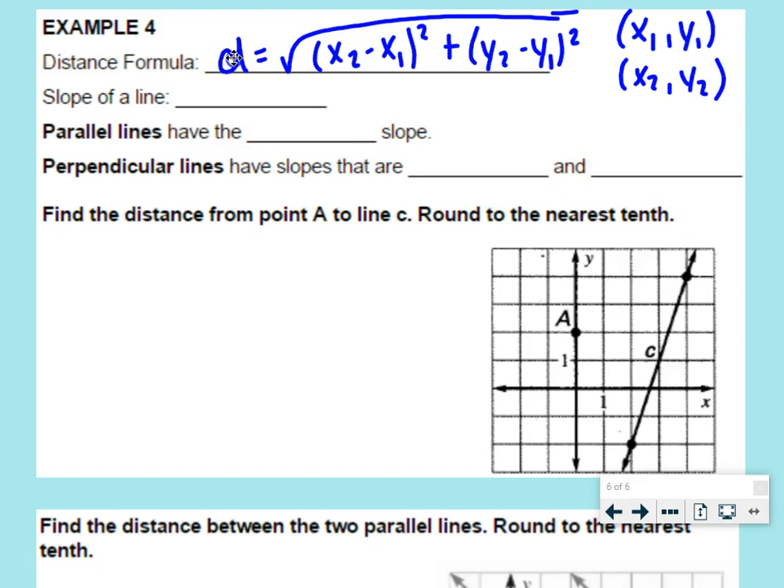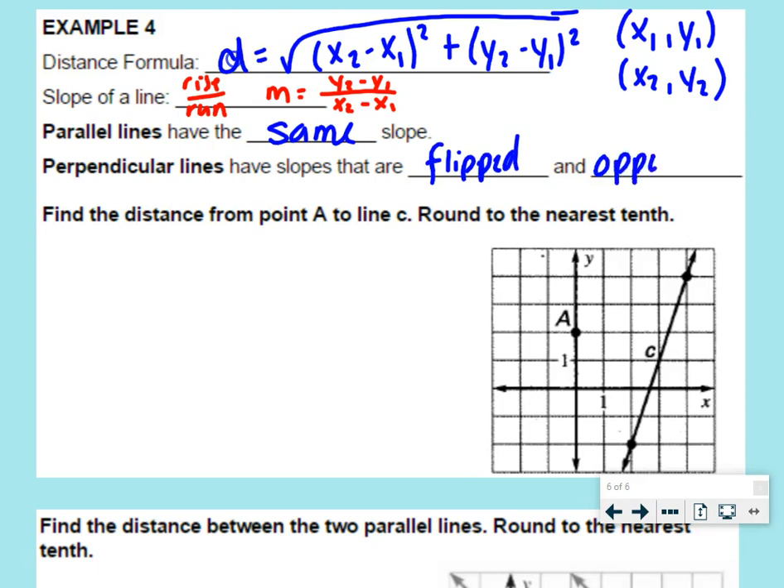Slope of a line. We have a couple different formulas for that. We have rise over run. We also have our slope is equal to (y2 minus y1) over (x2 minus x1). Again, coordinate points are being used there. Parallel lines have the same slope, so they have the same rise over run. Perpendicular lines have slopes that are flipped and opposite. So what that means is if one slope was 2/3, the other slope would be flipped, so 3 over 2, and opposite, so negative instead of positive.